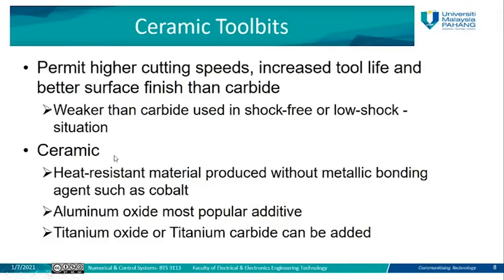The ceramic here has heat resistance, and sometimes aluminum oxide or titanium oxide is added to it. These are two of the materials added to the ceramic to make the tool harder, so it can be used at a higher cutting speed with a better surface finish. So these are the three types of materials, with the preferred material added to each type in order to improve its features and characteristics.